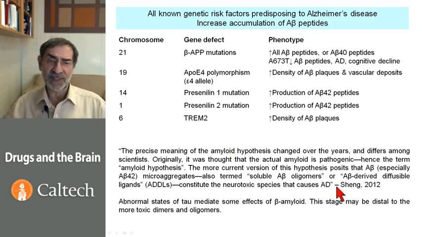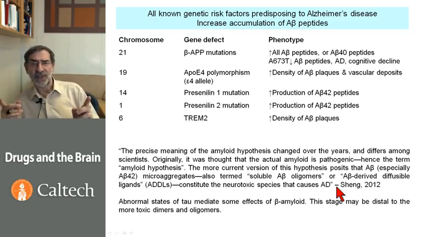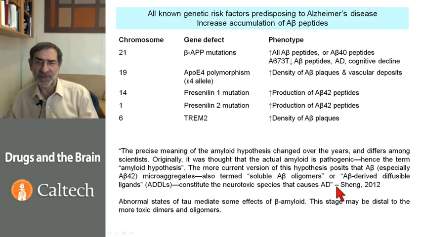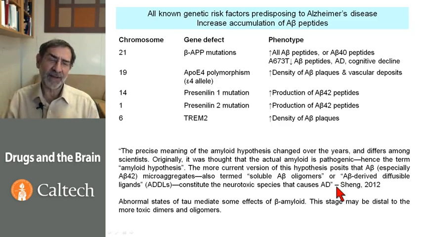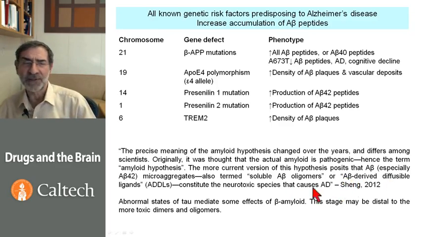And a recent review reminds us that the precise meaning of the amyloid hypothesis has changed over the years, and it differs among scientists. Originally, it was thought that the actual amyloid is pathogenic. More modern versions of this hypothesis actually state that A-beta and microaggregates of A-beta, not the plaques themselves, not the amyloid plaques, are the pathogenic agents. And so you could call them A-beta-derived diffusible ligands, if you like.